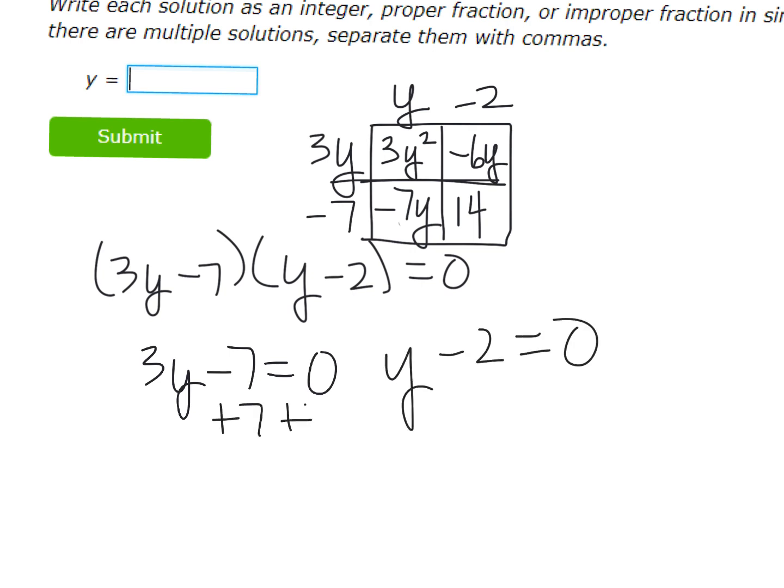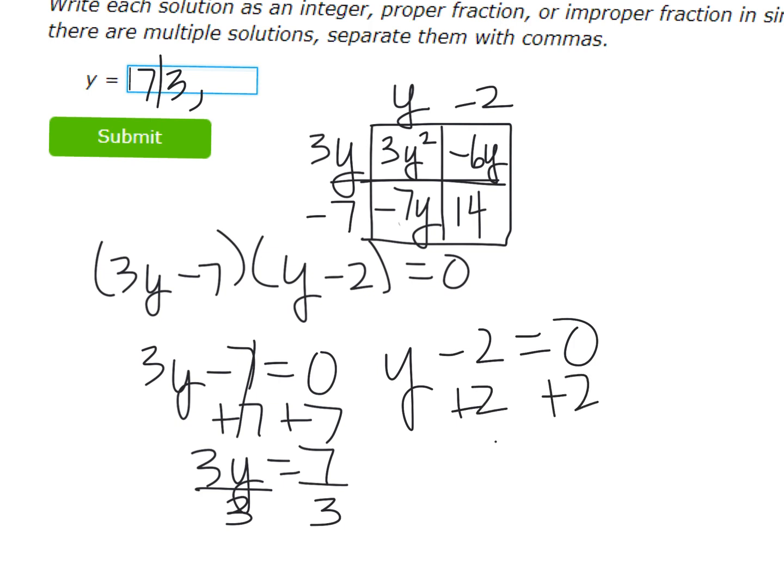How do I do that? It's just a basic Algebra 1 multi-step equation. Add 7 over, divide by 3. And my first answer is 7 over 3. Over here, I add 2 to both, and I get y equal to 2, and my answer is 2.